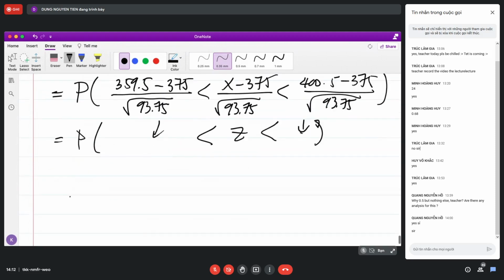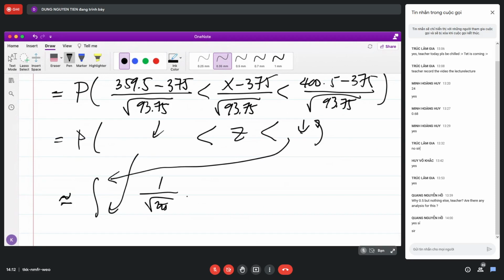Okay, then I get the integral. I can approximate it by the integral from this value to that number of 1 over the square root of 2 pi times e to the power minus u squared over 2 du. This is the integrand. Any questions so far, everybody? Is that all clear?